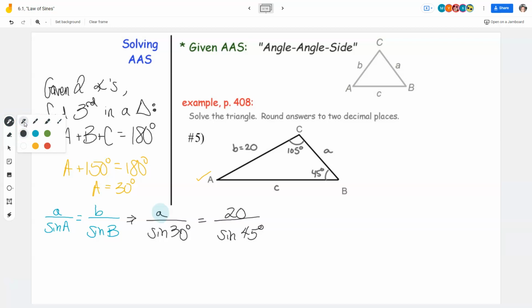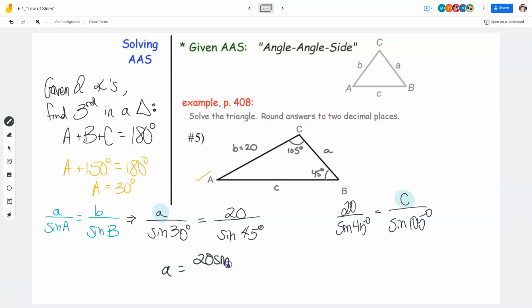If I wanted to solve for the other guy, I could do that pretty easily because I could just say, well, what about this guy? Couldn't I have taken this exact same proportion and set it equal to the 105? Couldn't I have done that? So how am I going to solve for both? Natalie, what did you say is so nice about setting it up like this? Yeah. So can't I just go ahead and say A is equal to 20 sine of 30 all over sine of 45, and C is equal to 20 sine of 105.